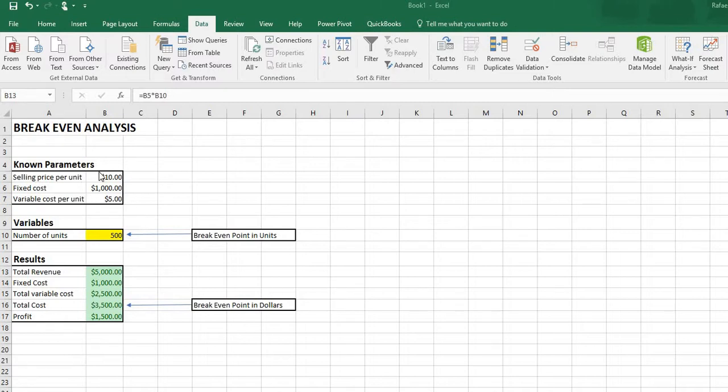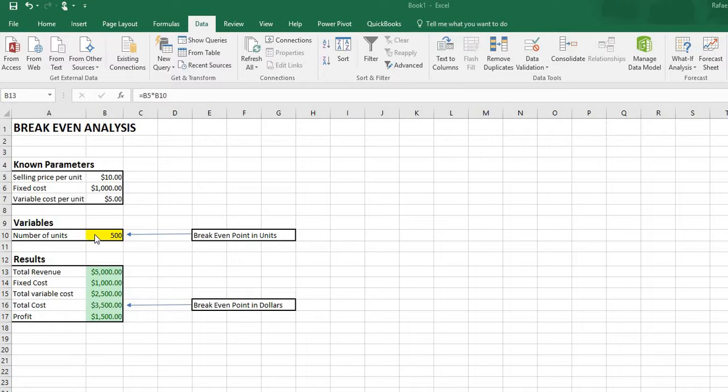So I set up this break-even analysis here, or break-even model, I should say. You see we have the selling price per unit. I set it up as $10. You can change that to whatever it is. Fixed cost, let's say this is the rent per month, $1,000. The variable cost, let's say that's how much you would pay per unit. Let's say you're selling perfumes. Each perfume will cost you $5 and you're paying $1,000 per month. You want to know how many perfumes you would have to sell in order to gain your money back, in order to break even.